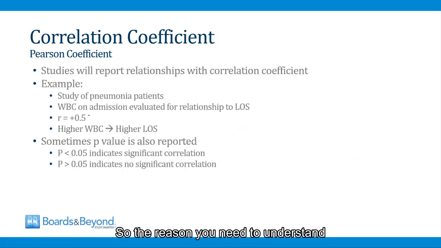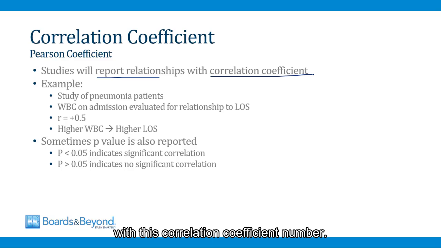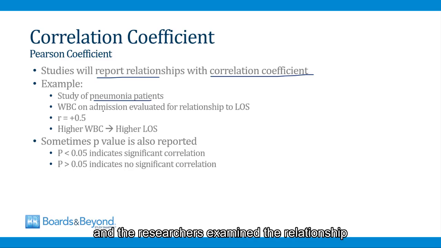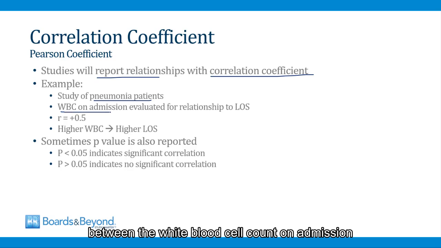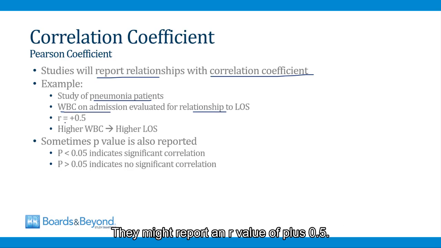So the reason you need to understand the correlation coefficient is because many studies report relationships with this correlation coefficient number. For example, imagine a study was conducted of pneumonia patients, and the researchers examined the relationship between the white blood cell count on admission and the length of stay for treatment of pneumonia. They might report an r value of +0.5.